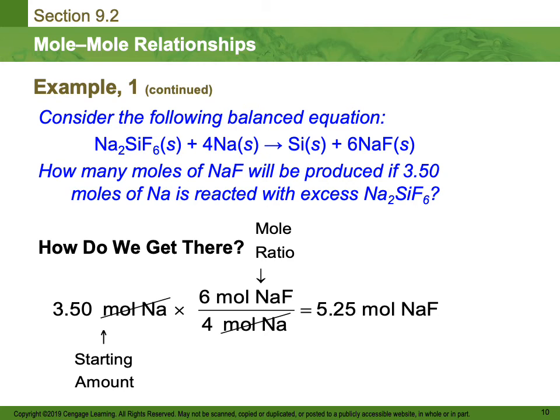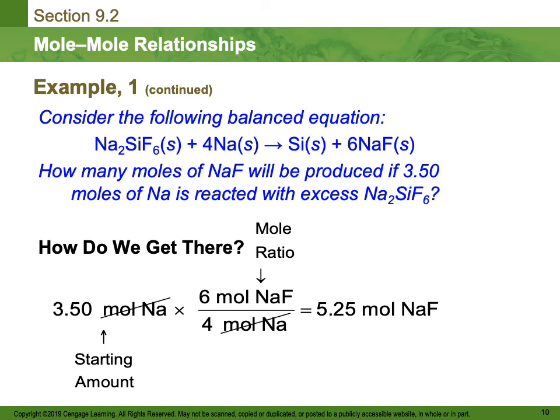So here's what we know. We know the moles of Na, 3.50. Here's where we're going. We know that we want to find the moles of NaF. Here's my mole ratio. The unit is moles NaF. That goes in the numerator. I'm converting from moles of Na. That goes in the denominator. The number in front of sodium is 4. The number in front of NaF is 6. Those are the numbers that go into your mole ratio. The mole ratio is defined by the balancing numbers in the chemical equation.